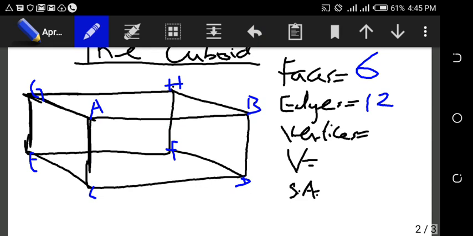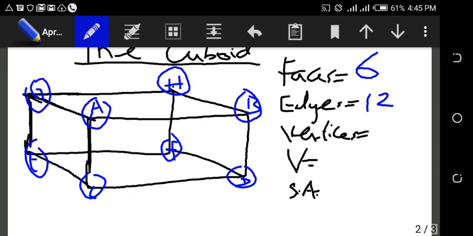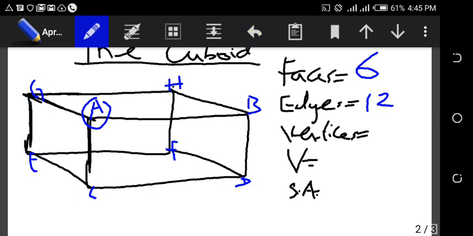Now for the vertices, remember that's the point where 3 lines meet as a junction, the node where 3 lines intersect. So we have the lettering A, B, C, D, E, F, G, and H. Those are the points where you have the vertices, or the vertex for singular. So you have 8 of them. So our cuboid has vertices 8.